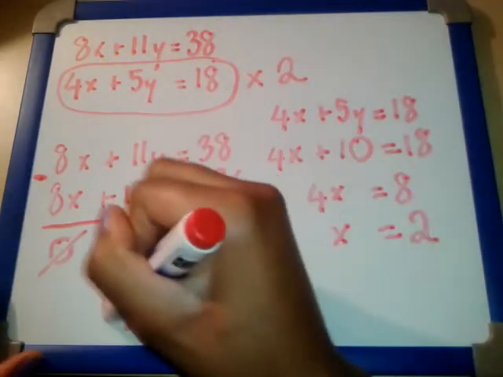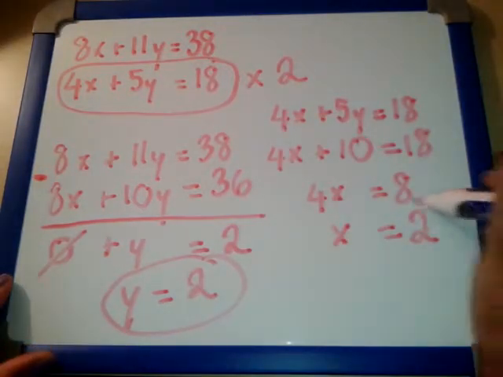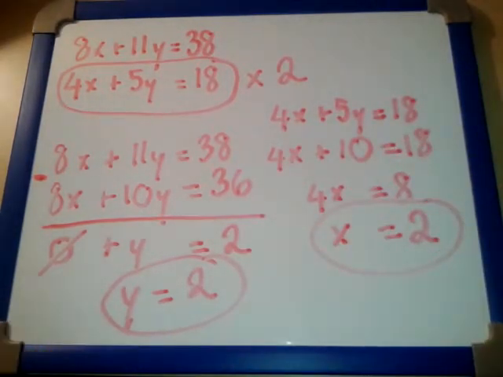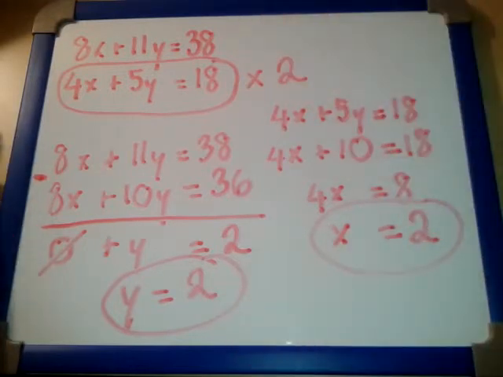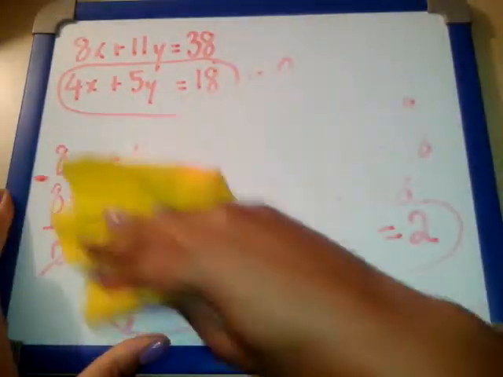So we now have our solutions. y equals 2 and x equals 2. And if we were to put these values for x and y back into the original equations, it's going to solve both of the equations. Right, so let's move on to our second example.